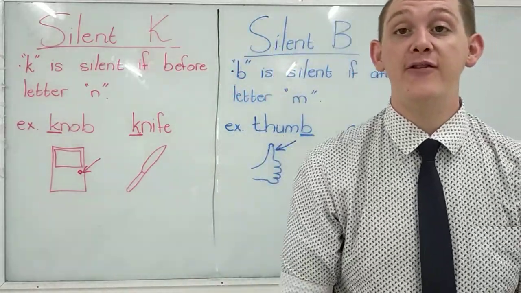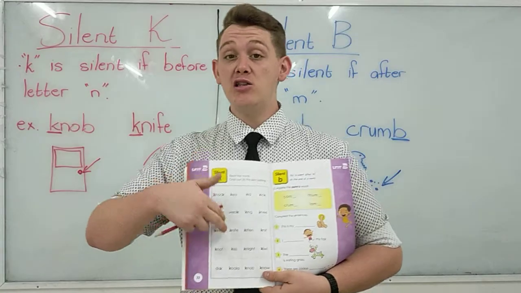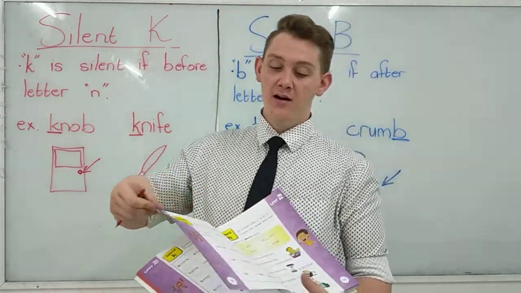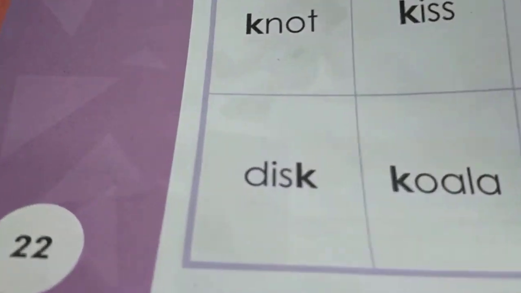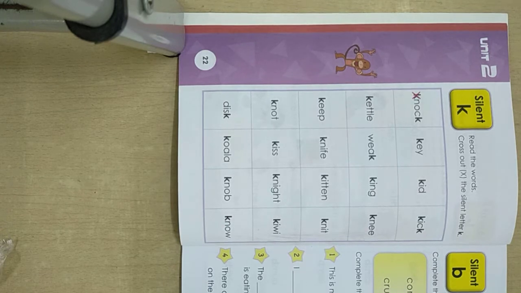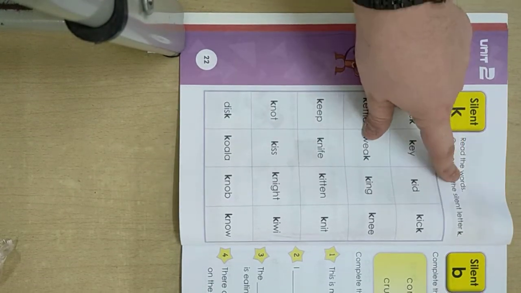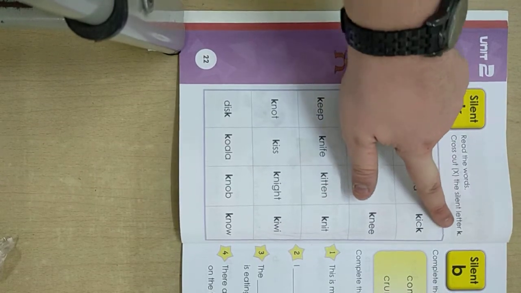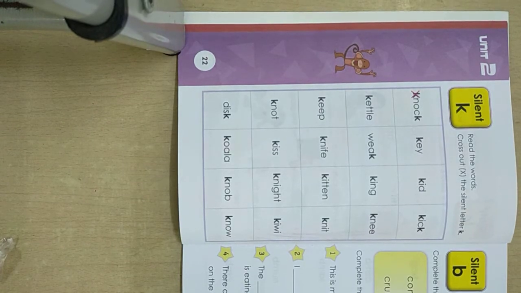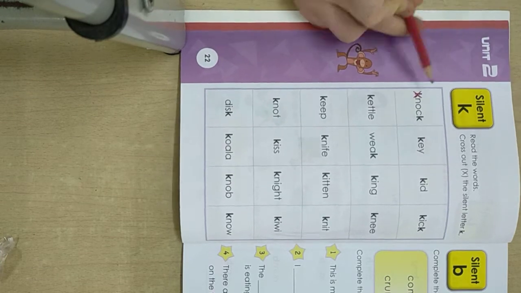So here is your activity for today. It's going to be in your English book. It's going to be page 22 and 24. So let's take a closer look. Alright class, so let's start off on page 22. We are going to do this activity right here. They tell us to read the words, cross out with an X the silent letter K. So if you see a silent letter K, you have to cross it out like here.